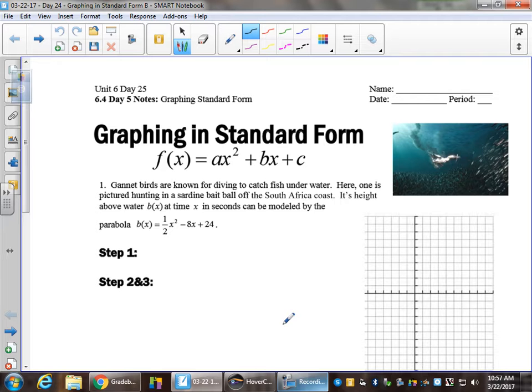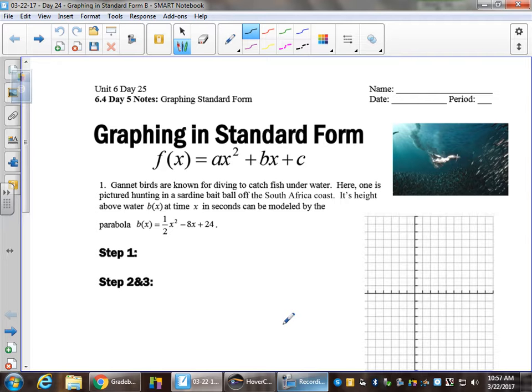Yesterday, what did we learn yesterday? Graph in what type? Vertex form. So today, we're going to learn how to graph in standard form.